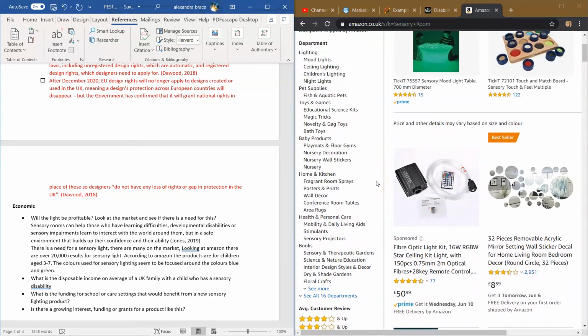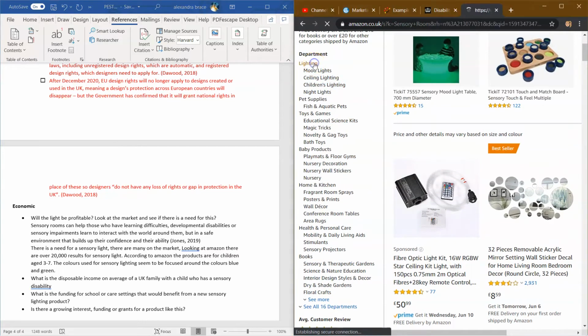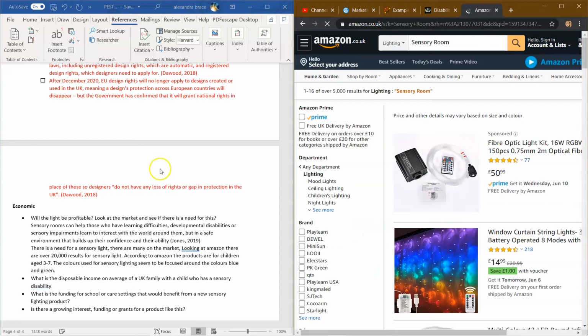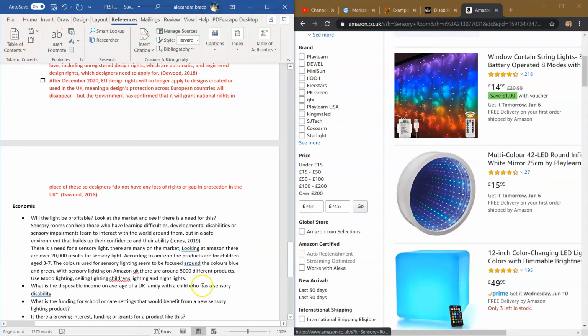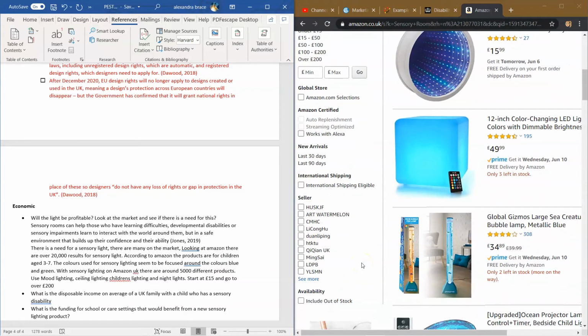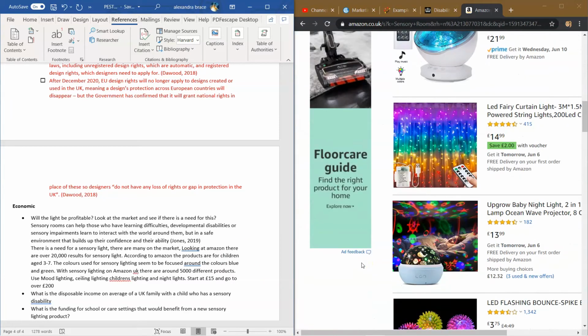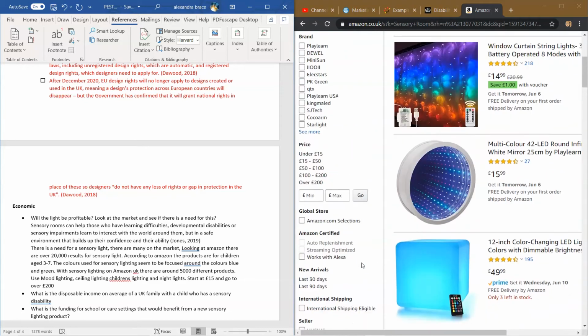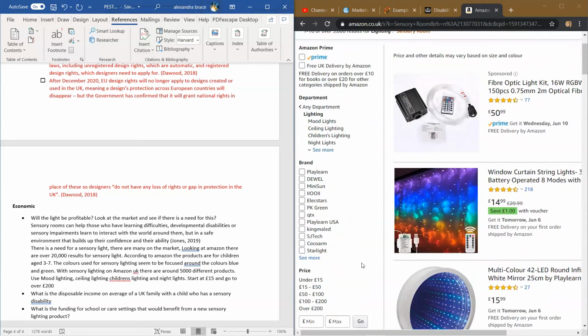Now if I go on to here, I can go to lighting. So the price ranges start at around £15 and go to over £200. Okay, so they're the different stats that I've got from there.